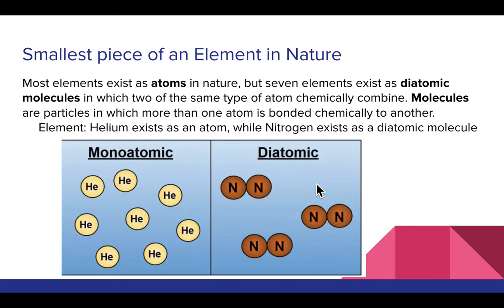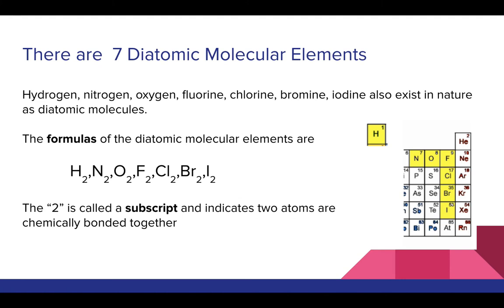Now, there are only 7 of the 118 that exist this way in nature, and you need to know them. The 7 diatomic molecular elements are hydrogen, nitrogen, oxygen, fluorine, chlorine, bromine, and iodine. They exist in nature as diatomic molecules. So you can find them on that periodic table in a very convenient way. Nitrogen is element number 7, and it makes a convenient 7 with 6 of them: nitrogen, oxygen, fluorine, chlorine, bromine, and iodine, and hydrogen is the last one.